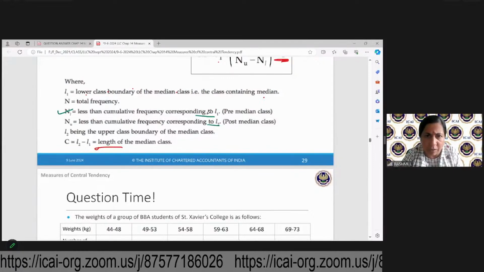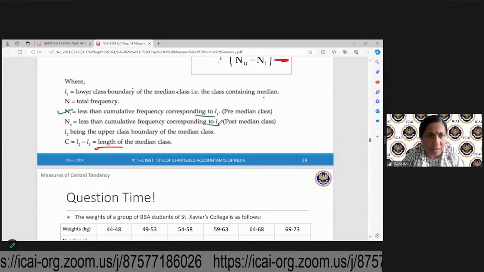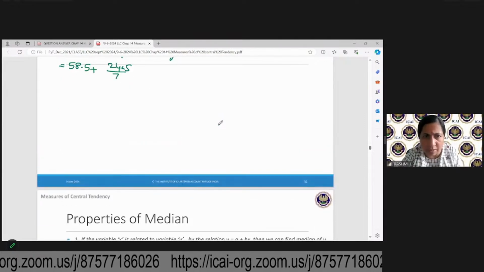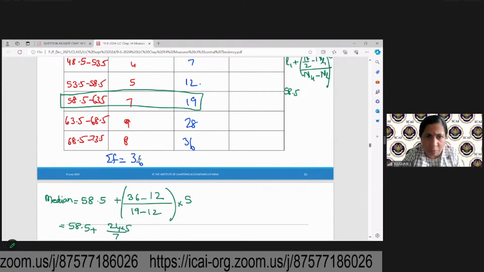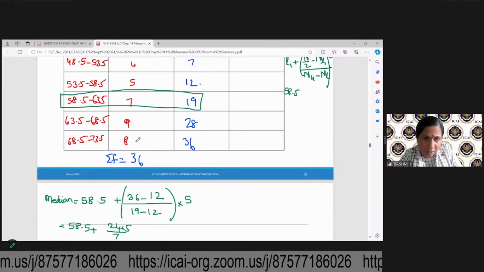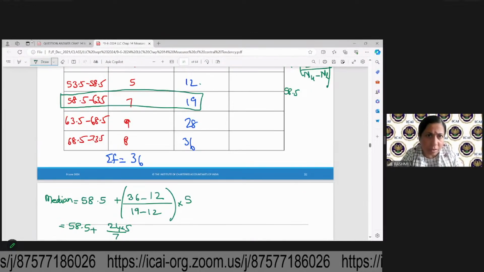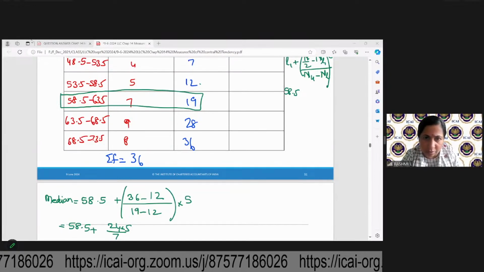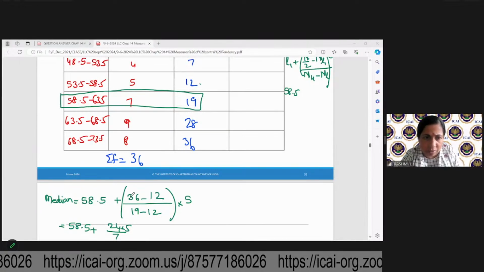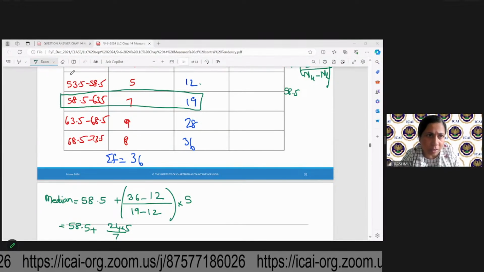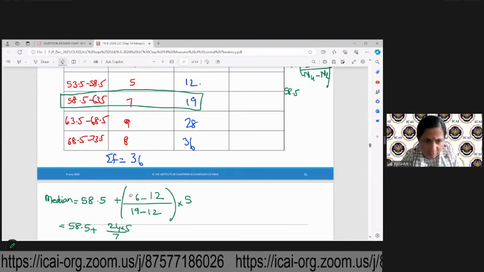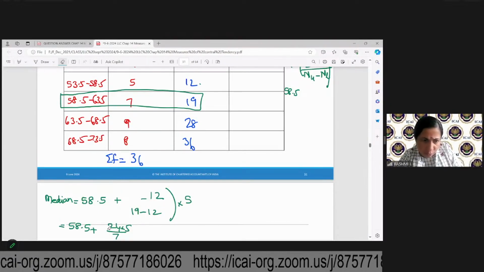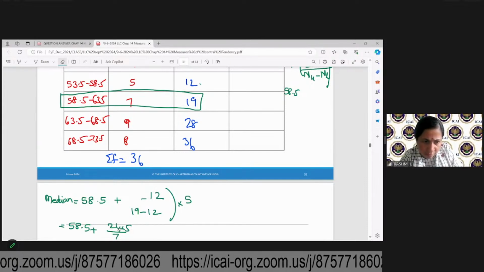Less than cumulative frequency of the pre-median class and of the post-median class. Okay, so pre-median class is 12, post-median class is 28, not 19. Yes, it is 18. This is not 36, this is 18. N by 2 is 36 upon 2.